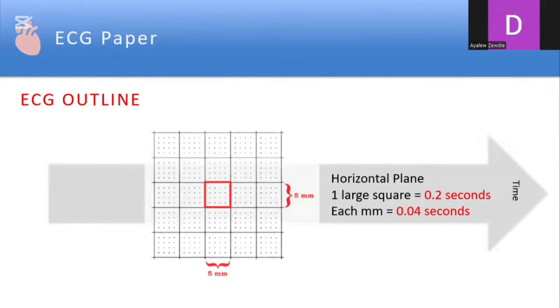So the ECG paper has large squares and inside them small squares. One large square is 0.2 second in width, and its height is 5 millimeters. Each small square is 0.04 second, and each small square in height is 1 millimeter or 0.1 millivolt.